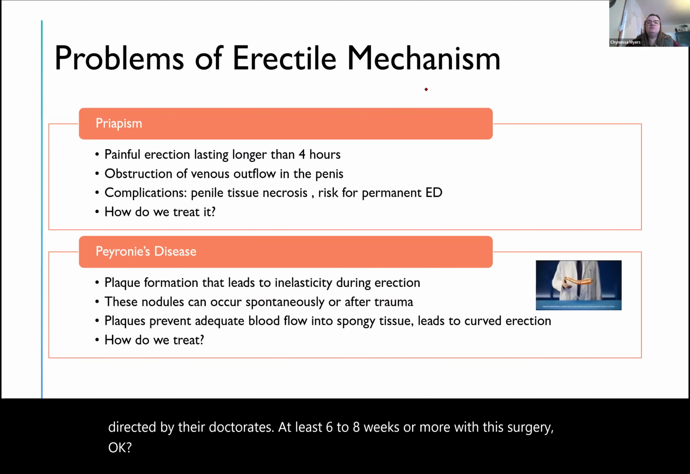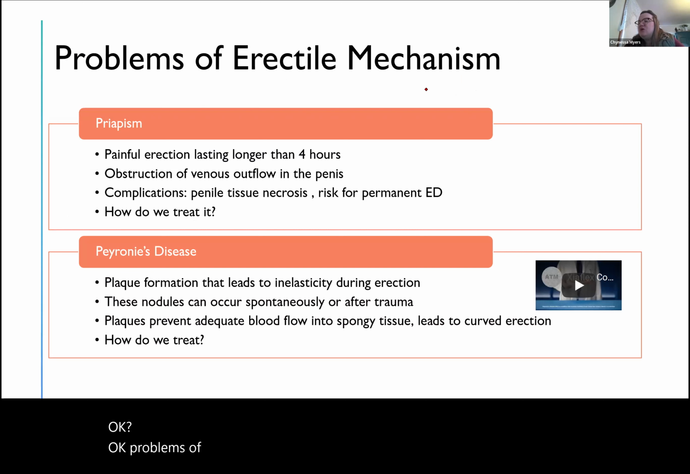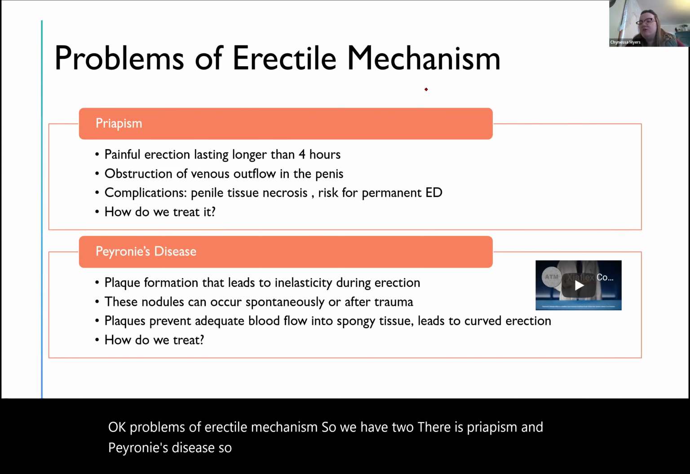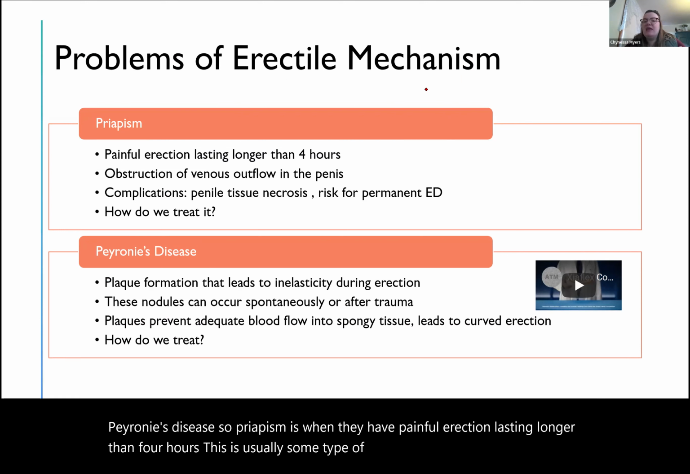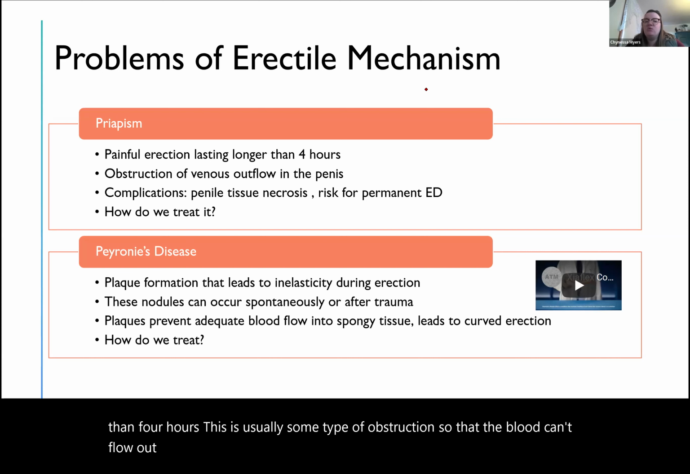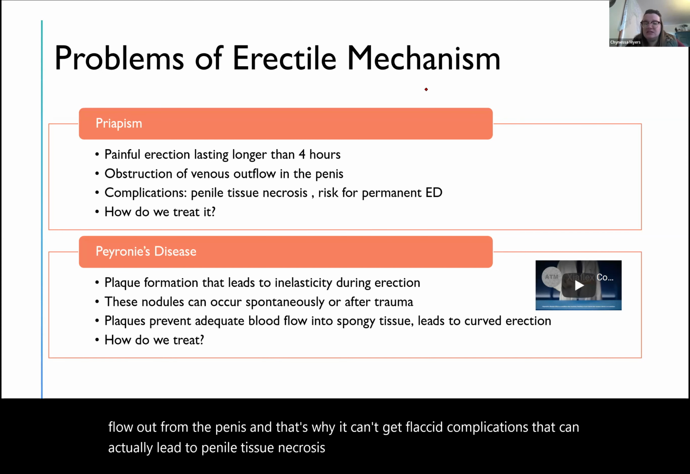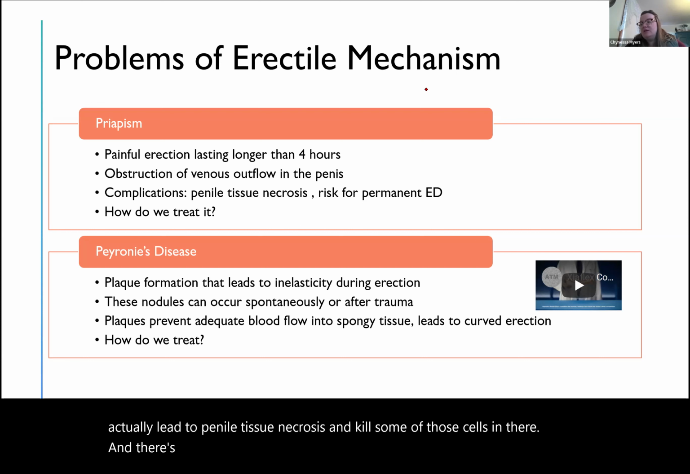Okay, problems of erectile mechanism. So we have two: priapism and Peyronie's disease. Priapism is when they have a painful erection lasting longer than 4 hours. This is usually some type of obstruction so that the blood can't flow out from the penis, and that's why it can't get flaccid. Complications: it can actually lead to penile tissue necrosis and kill some of those cells in there. And there's a risk for permanent erectile dysfunction. So we really don't want to do that.